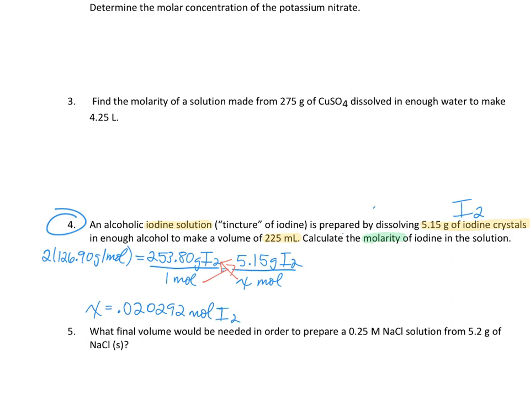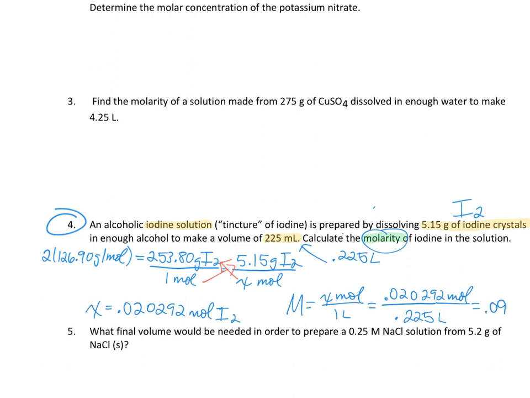In order to find the molarity, which is moles per liter, we're going to need to convert our milliliters into liters. You do not need to show work for that. Just divide by 1,000, and we're going to get 0.225 liters. So if molarity equals x moles per 1 liter, this is going to be equal to 0.020292 moles for 0.225 liters. Divide by 0.225 liters, and we're going to get a final answer of 0.0902 molar. We want to round to 3 significant figures here because that's the number that we've been given in the problem for both the grams and the volume.